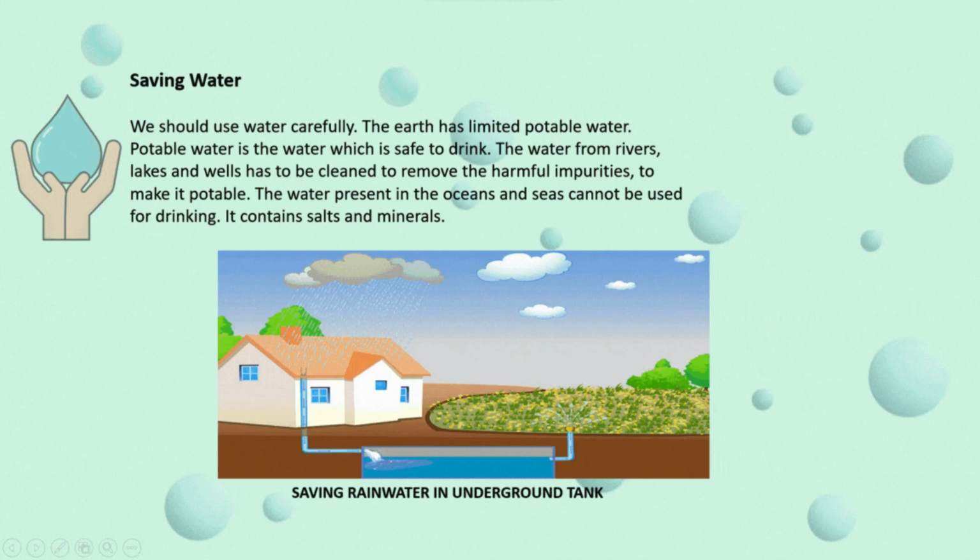Saving water. We should use water carefully. The earth has limited potable water. Potable water is the water which is safe to drink. The water from rivers, lakes, and wells has to be cleaned to remove the harmful impurities to make it potable. The water present in the oceans and seas cannot be used for drinking. It contains salts and minerals.